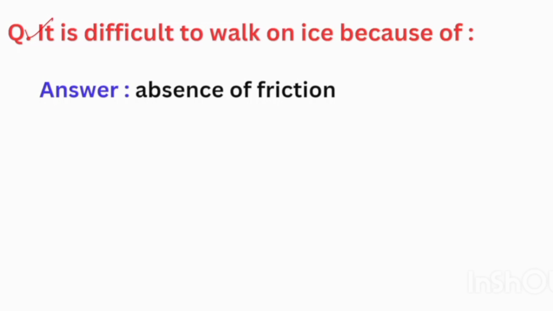It is difficult to walk on ice because of absence of friction. Due to absence of friction, it is very difficult to walk on ice. So now we know the importance of friction as well, right?